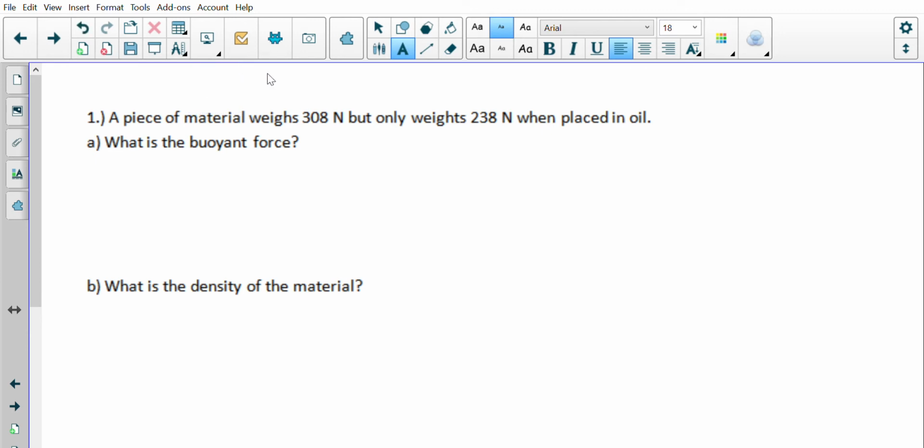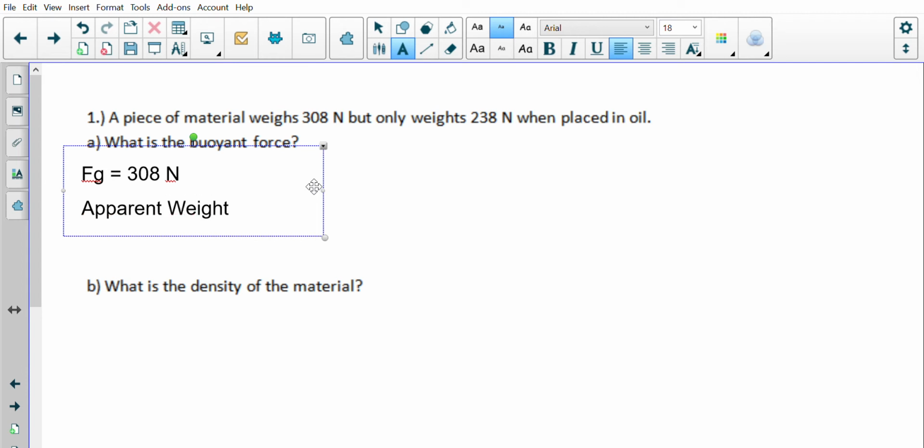All right, so example number 1 here. It says a piece of material weighs 308 newtons, but only weighs 238 newtons when placed in oil. What is the buoyant force? Well, in this case, our actual weight, or as we call it, Fg, is equal to 308 newtons. Now, it says it only weighs 238 newtons in oil. That's what we call our apparent weight. It's apparent, but it isn't true. 238 newtons. And what we're looking for is that Fb, the buoyant force.